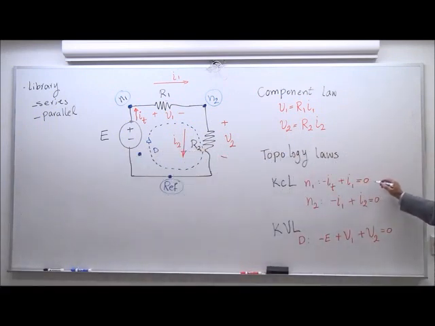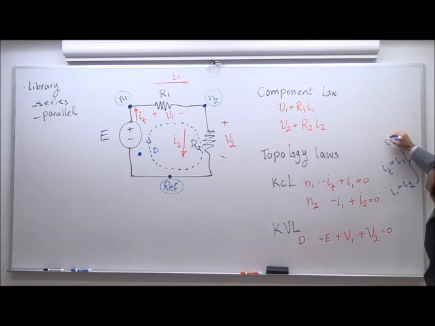Minus IT plus I1 is equal to 0, it means IT goes to the other end, positive, IT is equal to I1. Minus I1 plus I2 is equal to 0, so I1 is equal to I2. That's the solution of these two equations. Let's have a very close observation of this. IT is equal to I1, I1 is equal to I2. So it's actually everything is equal.